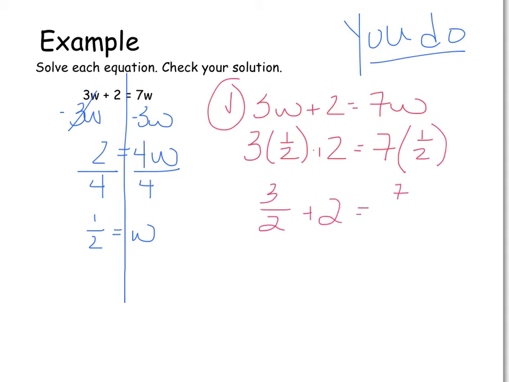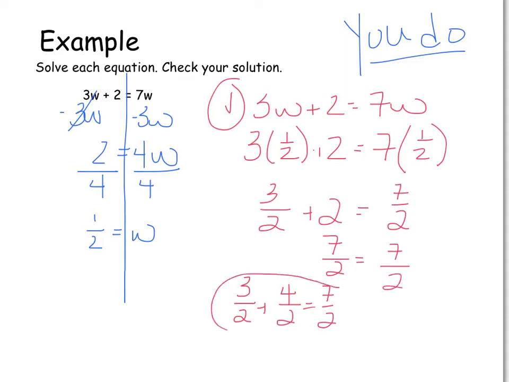equals 7/2. And 3 over 2 plus 2, well, we need a common denominator. So we have 3/2 plus, and we're going to have a common denominator of 2, so that'll make that top a 4. So adding those together, we get 7/2, which is good because that's what our right side equals, 7/2. Okay, so then my w does equal 1/2.